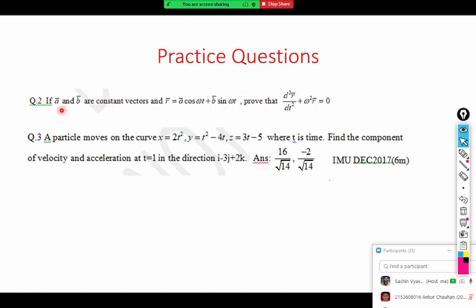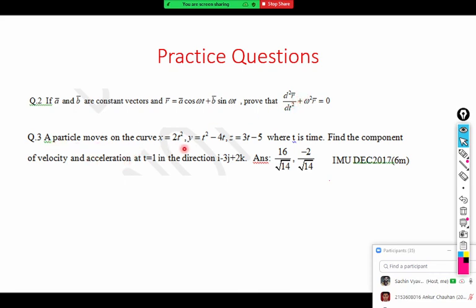But these are just interpretations for your understanding. Actually you just have to do the mathematical part: differentiate r bar two times. What is the derivative of cos omega t? You will write minus omega sin omega t, and by differentiating two times you will get this answer.